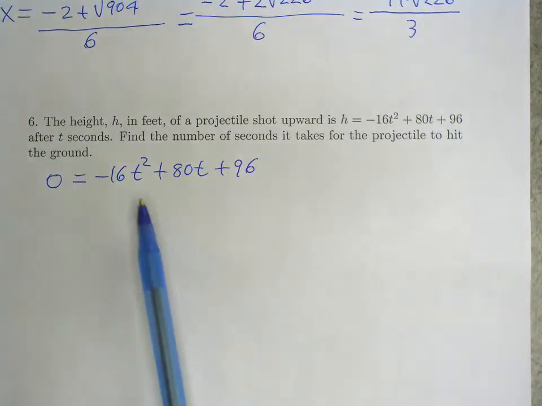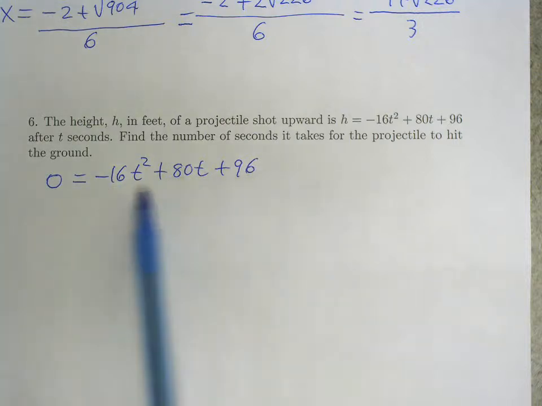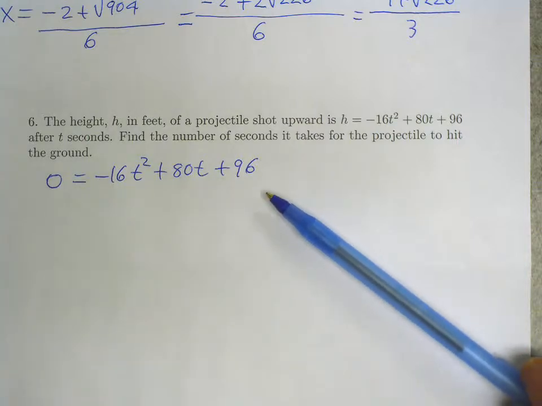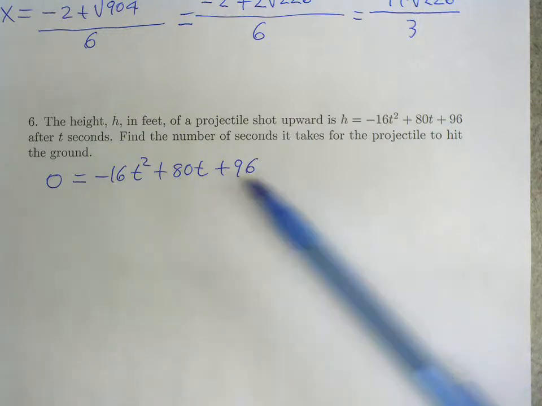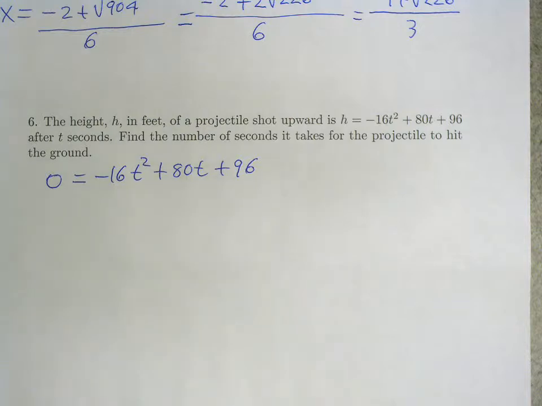This is a quadratic equation in the variable t. We know how to solve any quadratic equation. But with a little practice, you'll know how to make the solving of an equation simpler. At least in some cases, you'll be able to make it simpler, like in this one. Notice that negative 16, 80, and 96 are all multiples of 16.